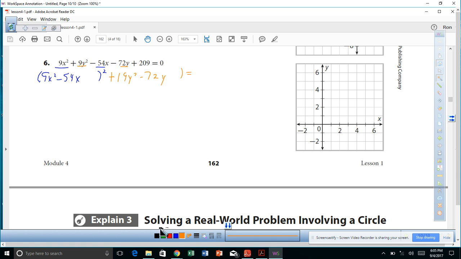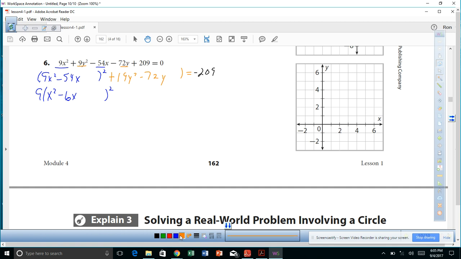And that's going to equal, and I'm going to subtract -209. So it's going to be -209. All right. Now, I got an a in here that's larger than 1 on both of them. So I'm going to take the 9 out. That's going to give me x squared minus 54 divided by 9. I'm getting 6. So I got 6x.